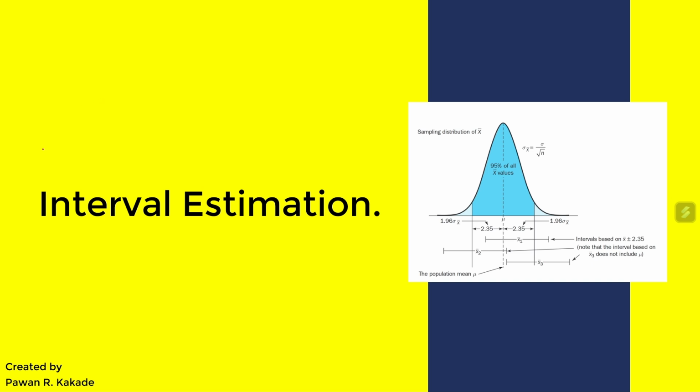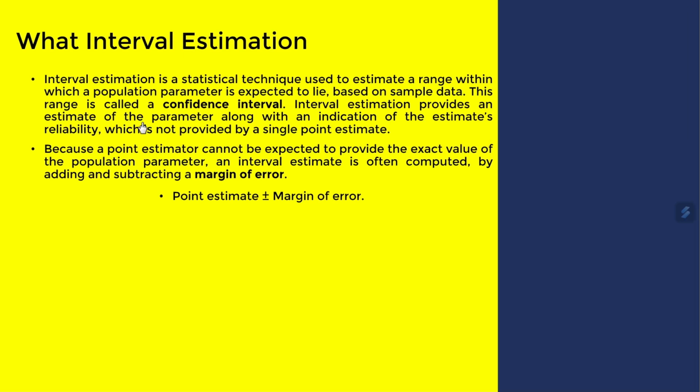So let us talk about interval estimation. Let's understand what interval estimation is. Interval estimation is a statistical technique used to estimate the range within which a population parameter is expected to lie based on sample data. This range is called the confidence interval. Interval estimation provides an estimate of the parameter along with an indication of the estimate's reliability, which is not provided by a single point estimate. So let us understand this.